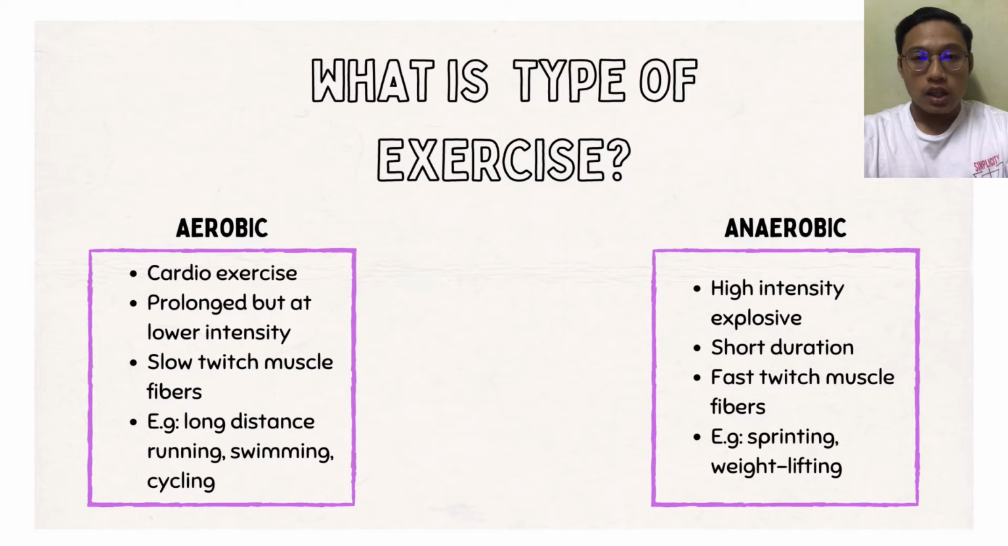Okay, the second one is anaerobic. Anaerobic exercise is high intensity explosive training. It remains short duration training. It also requires fast twitch muscle fibers, and examples of anaerobic exercise are sprinting and also weightlifting.